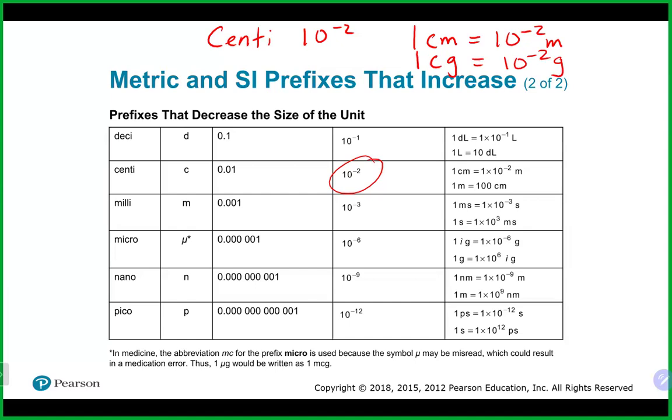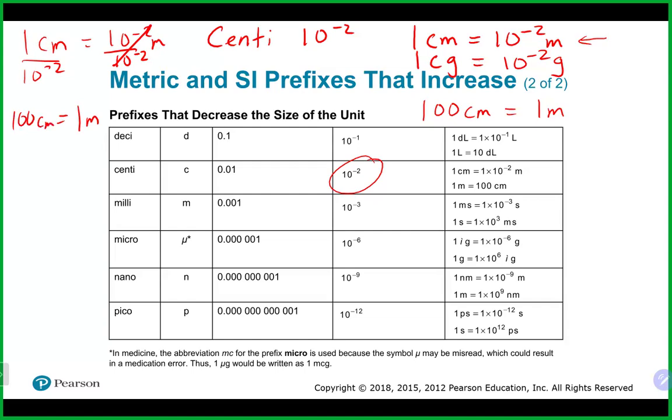Now, you may also know that there are 100 centimeters in 1 meter. The way we get that is by taking 1 centimeter equals 10 to the minus 2 meters, and dividing both sides by 1 times 10 to the minus 2. Those cancel, and you get 1 meter is 100 centimeters. So that is where that comes from. This is a legitimate conversion.